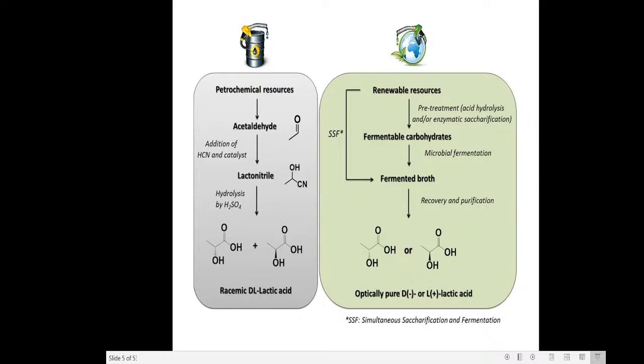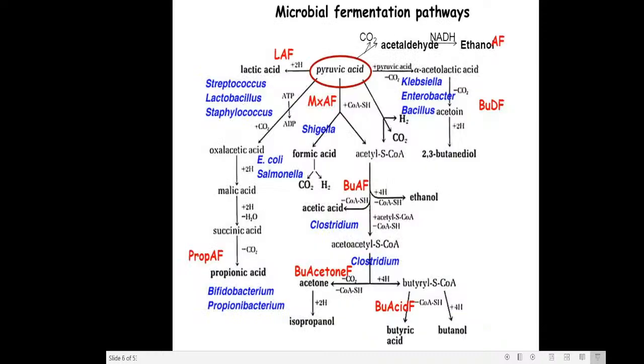Here you can see we can also go directly to the fermentation process with simultaneous saccharification and fermentation. It is a sideways process, a simultaneous saccharification and fermentation process. This one is a chemical method, and this one is a biological method, for lactic acid production. This is one alternative method for lactic acid production.